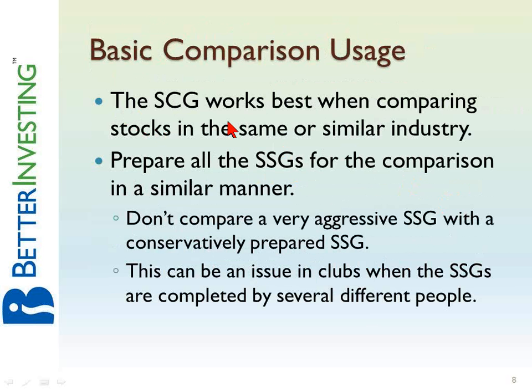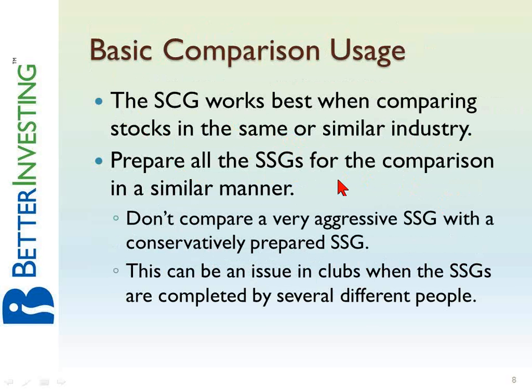And then finally, when you use it in the most common way, I'll call it the basic or best way, we typically want to compare stocks that are in the same or a pretty similar industry. Sometimes, due to differences in classification systems, you think some companies are very much alike, but they're not technically in the same industry. That's okay. But wildly dissimilar is not a common usage. So the basic usage here is to do your comparison with the same or similar industry, and it helps to have those SSGs created in a similar manner.